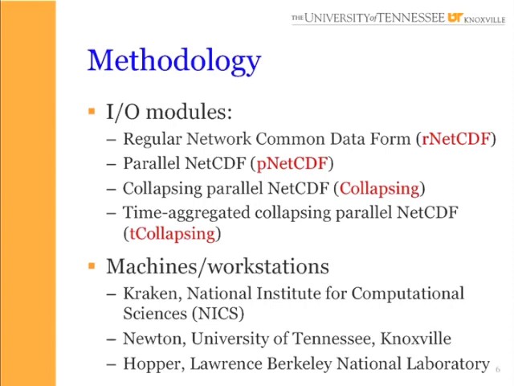And then we also ran some of the analysis on Hopper, which is available at Lawrence Berkeley National Lab. Hopper is a little bit different machine. They have a larger I/O subsystem. Also, the user base is a little bit different. So we'll look into all these things.